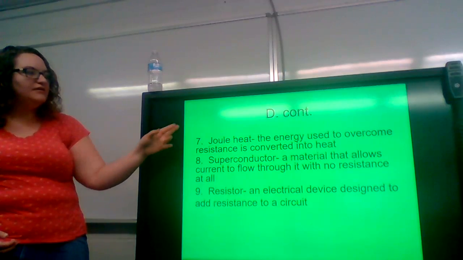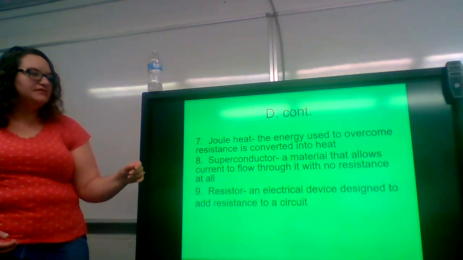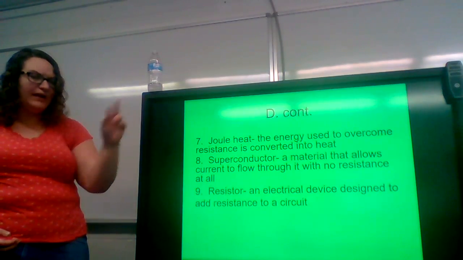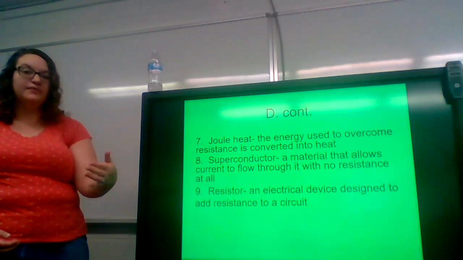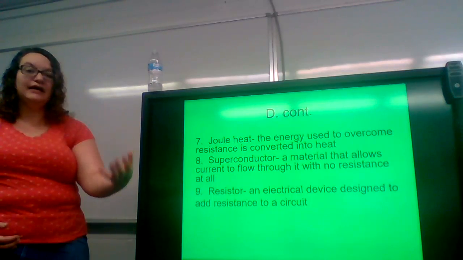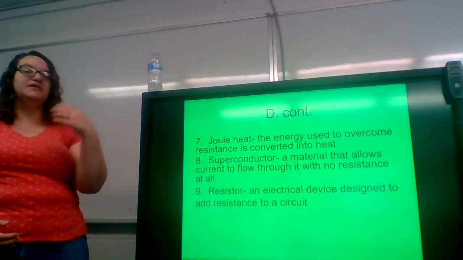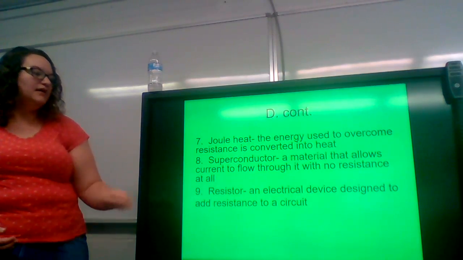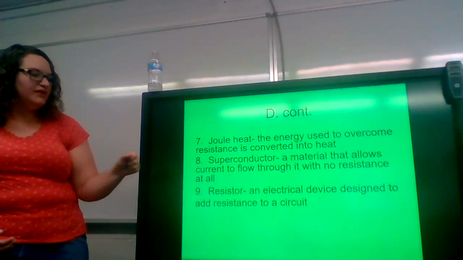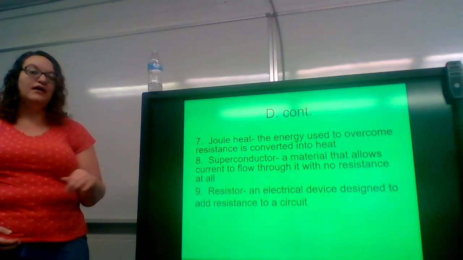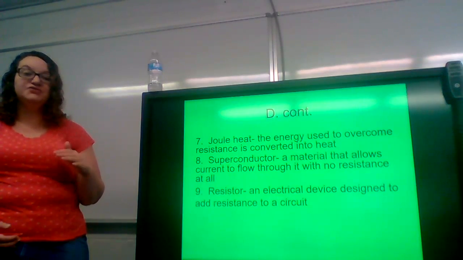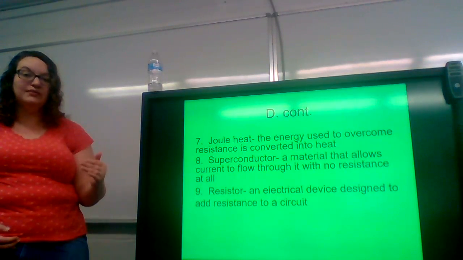Joule heat is the energy used to overcome resistance. What happens is it gets converted into heat. That energy that you have to overcome the initial resistance is naturally converted into heat, and so they give it the term joule heat. A superconductor is a material that allows current to flow through it with no resistance at all. Superconductors can be very dangerous if not used properly.